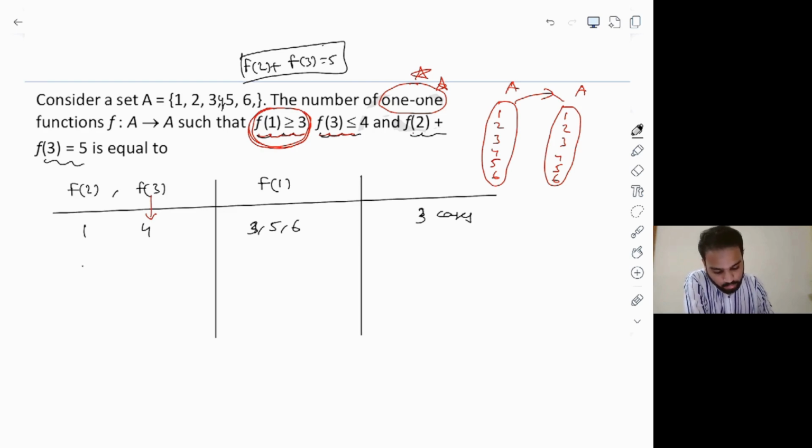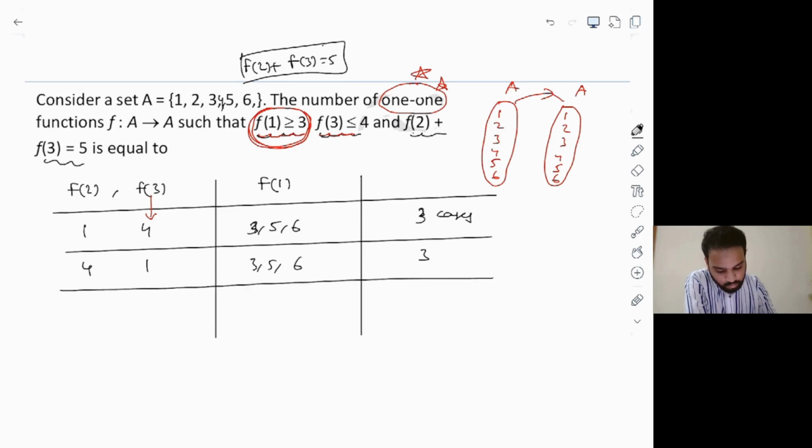Now this is also possible obviously. f of 2 is 4 and f of 3 is 1, and in this case also, since f of 1 is greater than or equal to 3, again f of 1 can be either 3, 5 or 6. So this will also give you exactly 3 cases, right? And then let's take the next possibility.